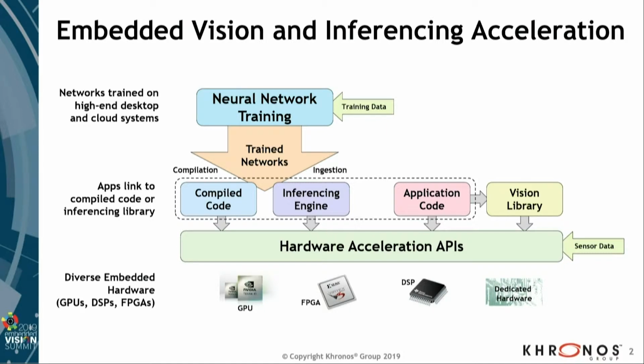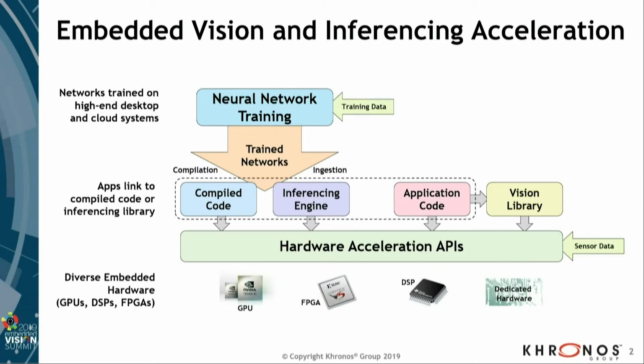So anyone who's deploying deep learning needs to start with training their networks using training data. Once you have trained networks, you need to deploy it on your target or embedded device. So you need to take your trained network over into your runtime system. There are two main ways that people are actually accelerating inferencing for machine learning right now.